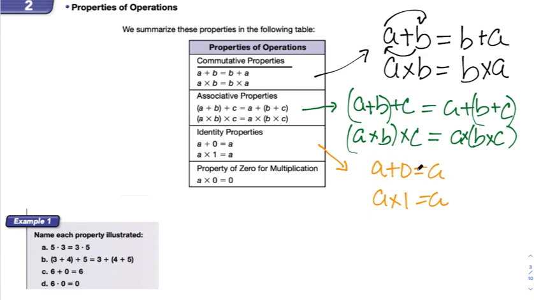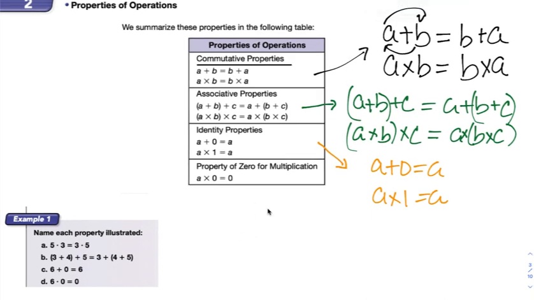If I have 5 plus 0, I get 5. If I have 2 plus 0, I get 2. If I have 3 times 1, I get 3. If I have 7 times 1, I get 7. It doesn't matter what the value of A is, but whenever I have a number and I add 0, I get that number again. Or if I have a number and I multiply by 1, I get that number right back again.